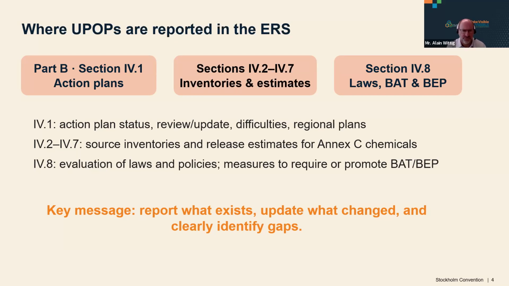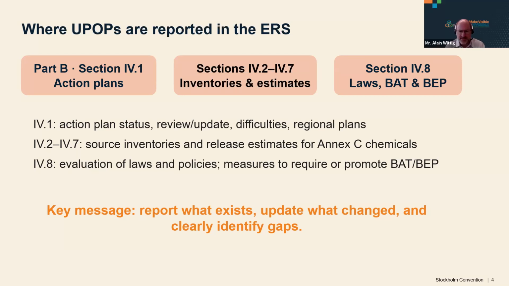Then sections 4.2 to 4.7 cover the source inventories and release estimates for the Annex C chemicals. And these sections are really where parties report the inventory information, the reference years of that information, methodologies and sources of information used, and the actual release estimates themselves. And then Section 4.8 covers the laws, the policies, the policy evaluation, and the BAT and BEP. And this is where to report on measures required to promote BAT and BEP for the relevant sources, which I had mentioned earlier.